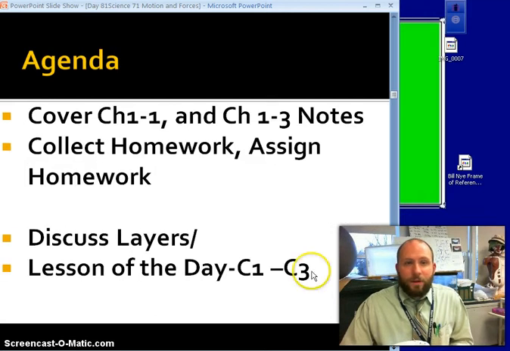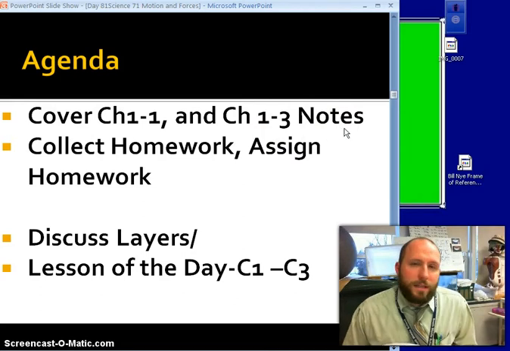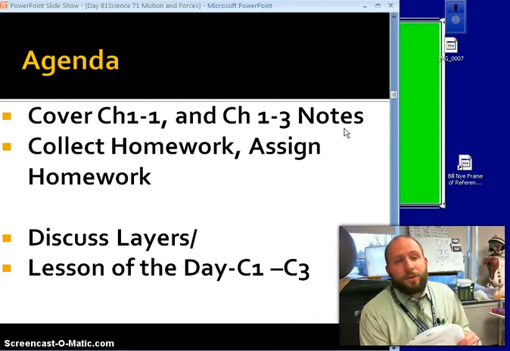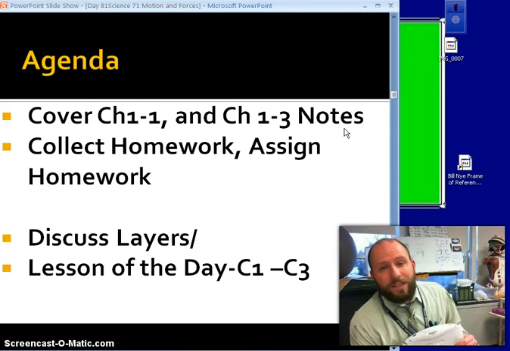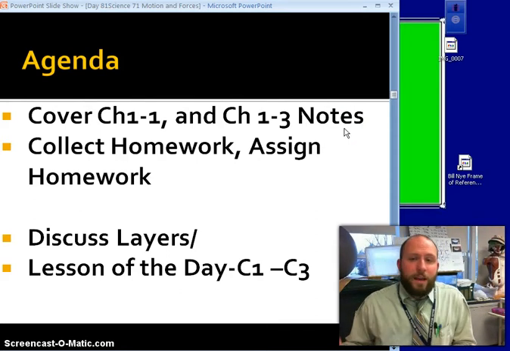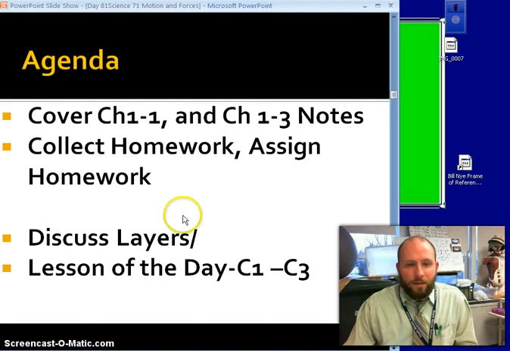Our agenda: we're going to cover Chapter 1-1 and 1-3 in the form of notes. You will have a quick handout that's going to be passed out to you when you walk into class today. You are free to write on it. Use this paper to go and finish your notes and keep this with your C layer as you can refer back to it. We're going to discuss some layers as well as go over the lesson of the day, which is C1 and C3, and we will be collecting and checking the homework from last night.